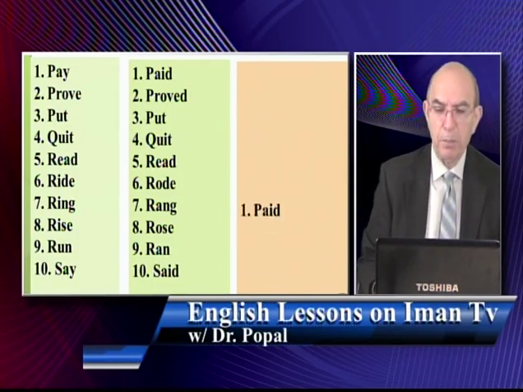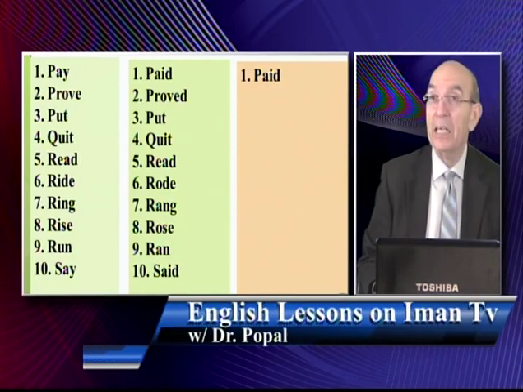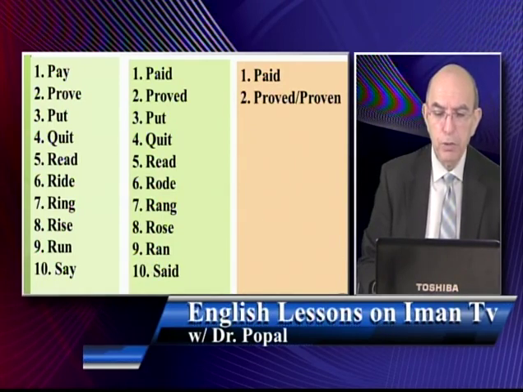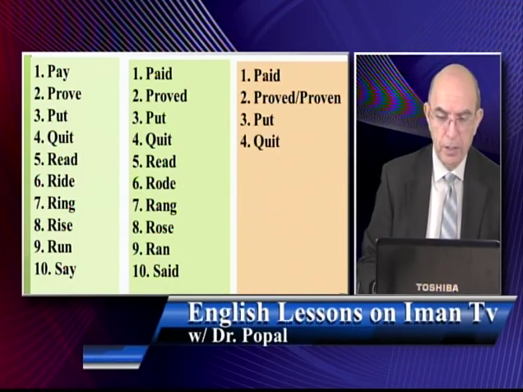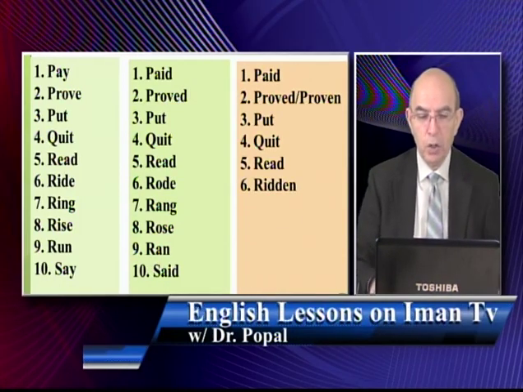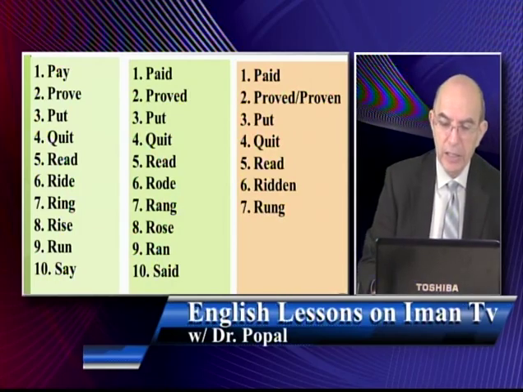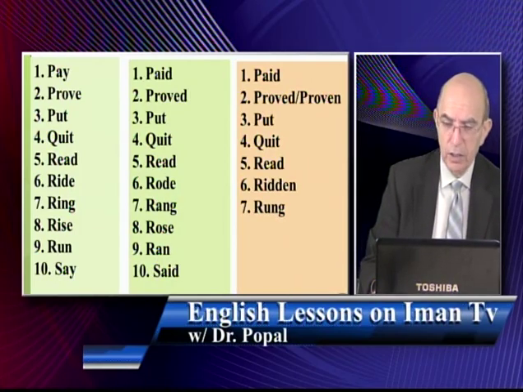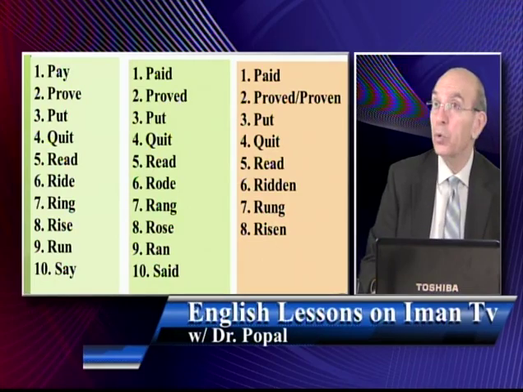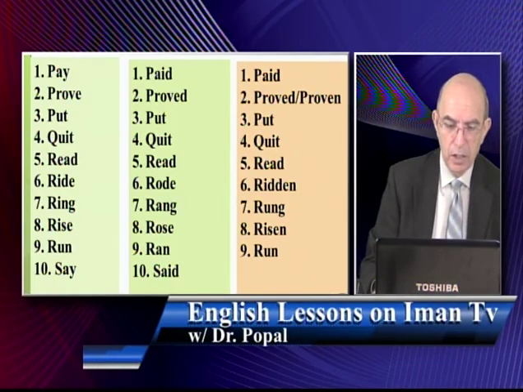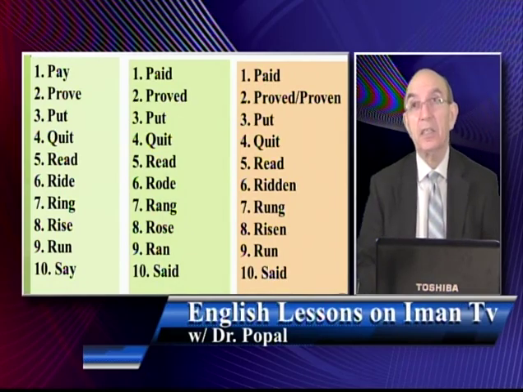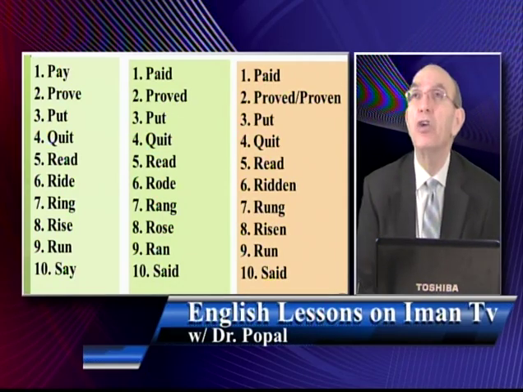The past participle form: pay, paid, paid. Prove, proved, proven. Put, put, put. Quit, quit, quit. Read, read, read. And then ride, rode, ridden. Ring, rang, rung. Rise, rose, risen. Run, ran, run. And then say, said, said. So these are all irregular verbs.